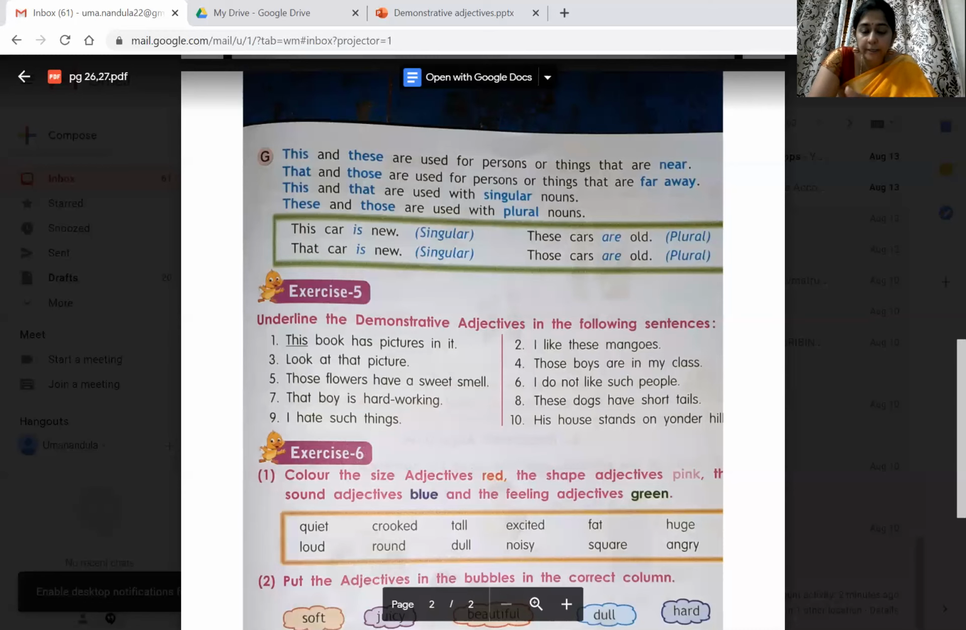In the 10th one, his house stands on yonder hill. His house stands on yonder hill. Here you will be having confusion like which will be the demonstrative adjective.